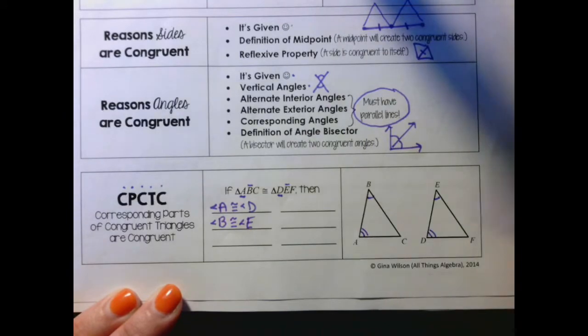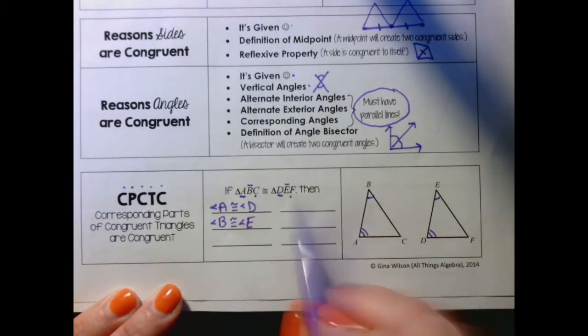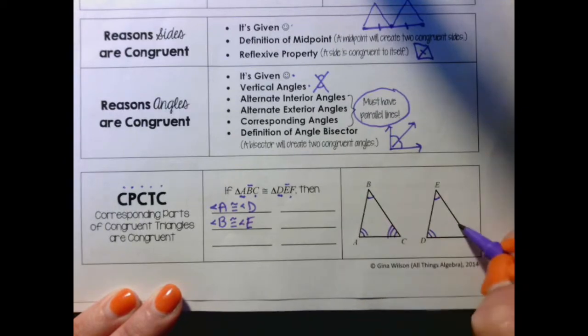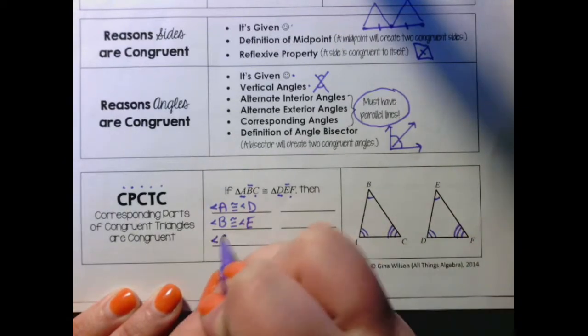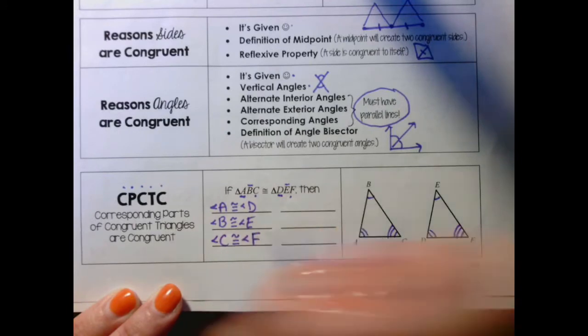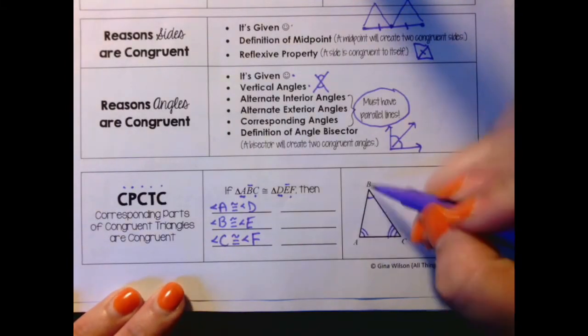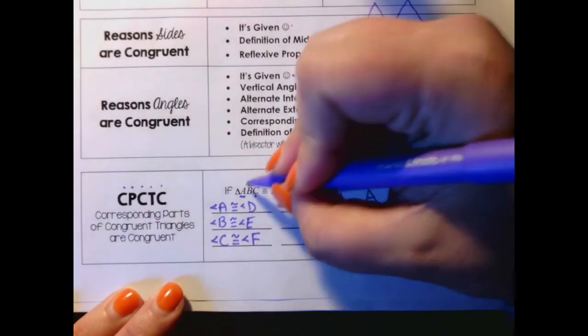Okay, and then my third angle, third letter, C and F. So C and F are going to also be congruent. Then I want to go on and list my congruent sides. So my first congruent side is going to be side AB and DE. Same order here.